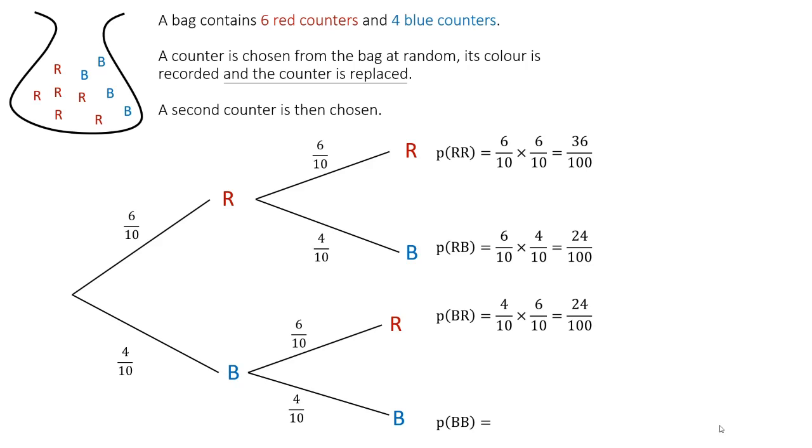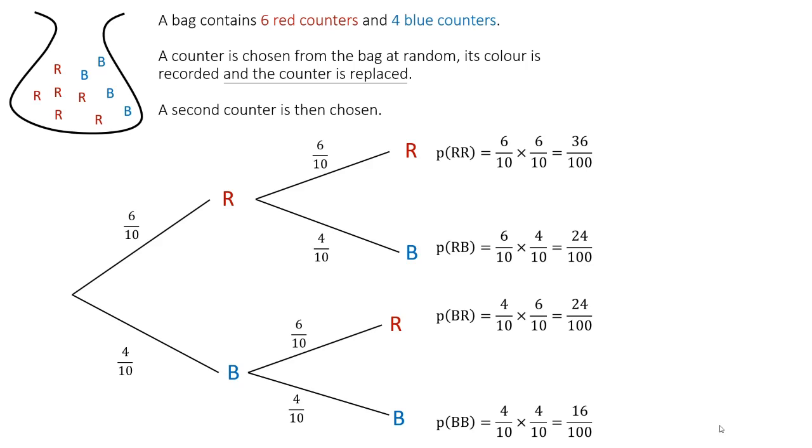Well, that will be 4 over 10 times the 4 over 10, giving us 4 times 4 on the top, 10 times 10 on the bottom, and 16 over 100. A couple of things we can notice here. They're all out of 100. That suggests that there are 100 combinations in total, 100 different ways of combining these 10 counters.